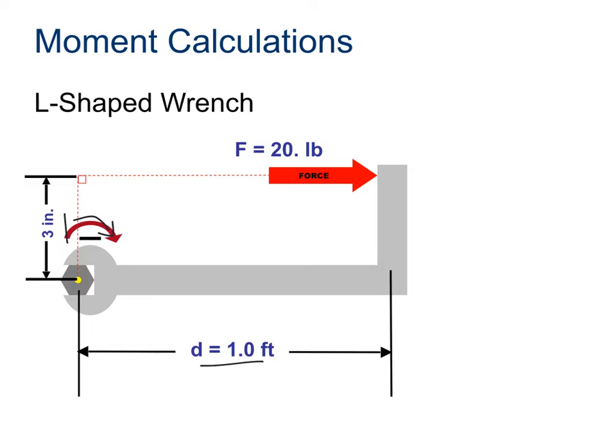So to decide which distance I need to use, I have to look at the force being applied. If the force is being applied here in the horizontal position, you have to remember that the distance needs to be perpendicular. So perpendicular means I need it to run vertical. So I'm going to use this 3-inch. But again, that's in inches, so I'm going to convert. 3 inches into feet would be a 1/4 foot.